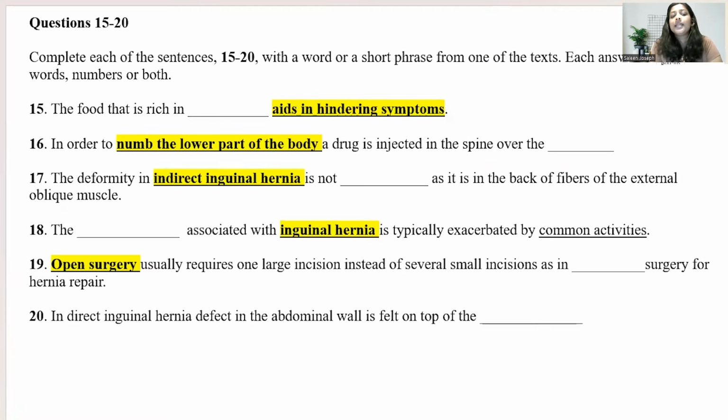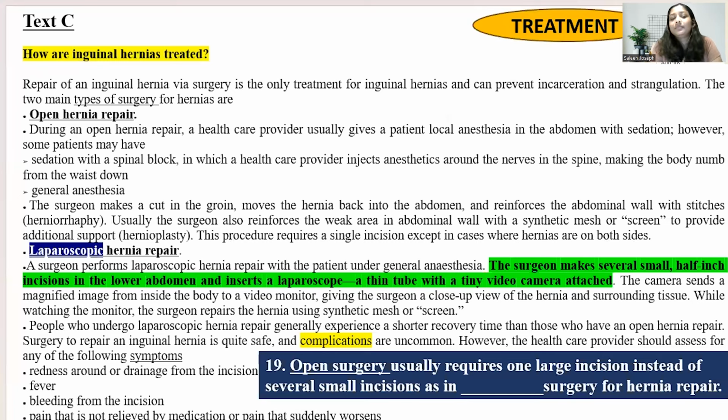Thank you. 19th one. Open surgery usually requires one large incision instead of several small incisions, as in dash surgery for hernia repair. Laparoscopic surgery. Herniaplasty.